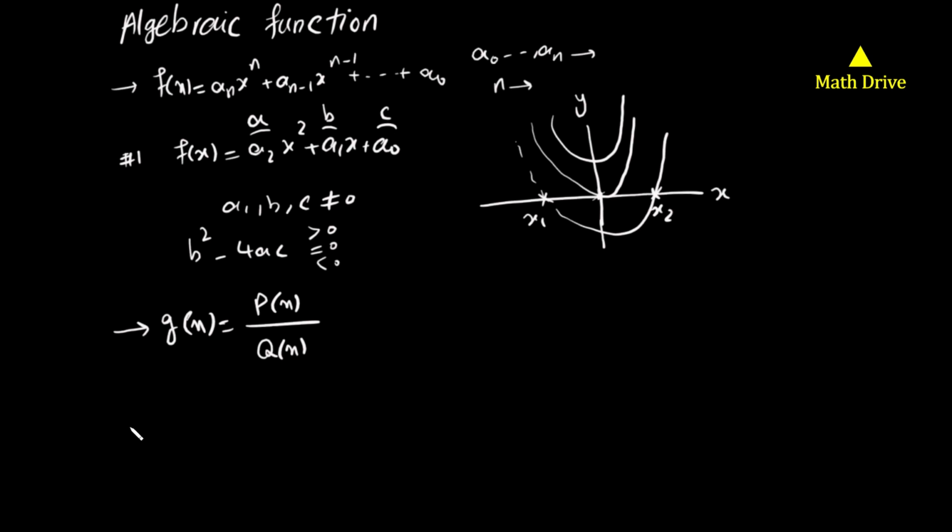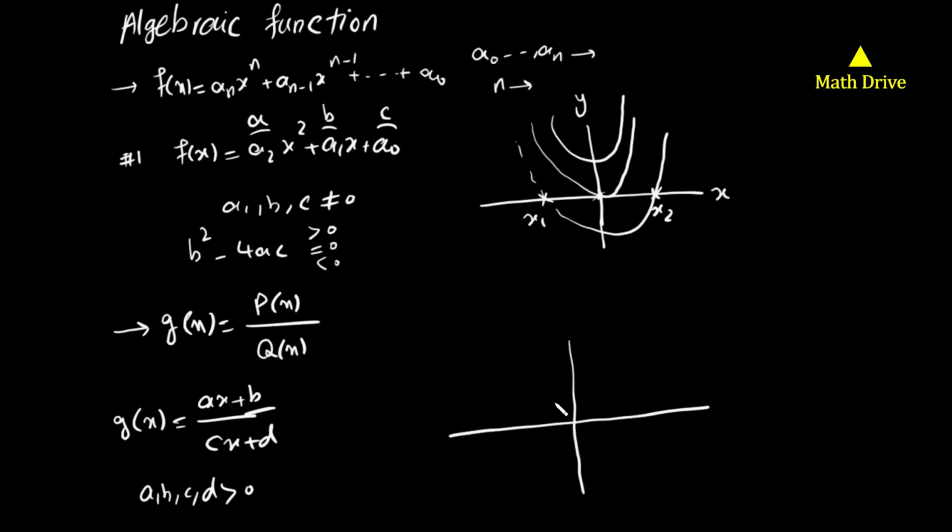Now let's take a look at one example. A very simple rational function is (ax plus b) over (cx plus d), and we can assume all a, b, c, d are positive, and we can see both top and bottom are polynomials of degree 1. If we want to see the graph, it's going to be something like this. We can discuss it later.